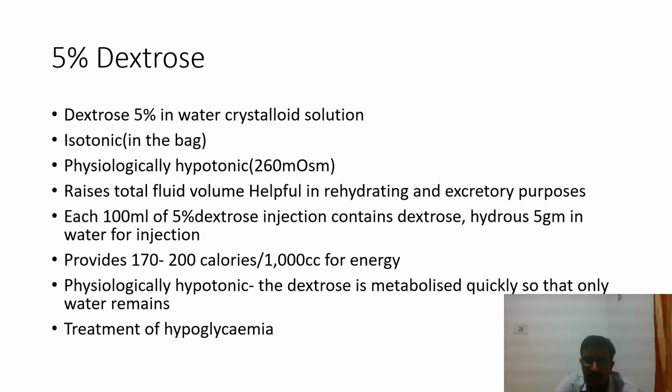In each 100 ml of 5% dextrose injection, it contains dextrose 5 gram in water for injection. It usually provides 170 to 200 calories per 1000 cc for energy. Physiologically hypotonic, so the dextrose is metabolized quickly, so that only water remains. Okay, it's also used as a maintenance fluid in the management of hypoglycemia also.